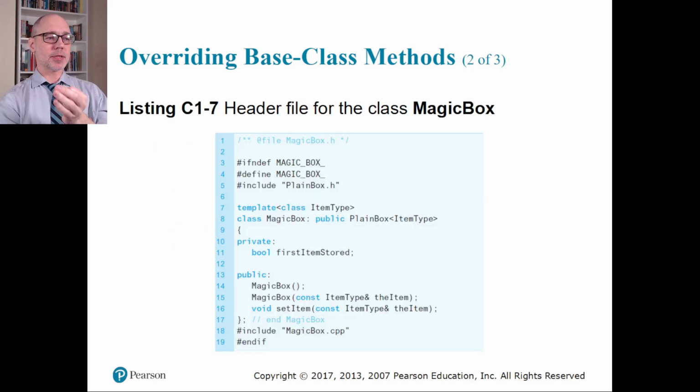So here is our header file for the Magic Box class. And remember, Magic Box kind of looks like a plain box, but it does a trick whereby if you put a second item inside, it turns into the first item that you had inside. So what we're going to do here is define the Magic Box class, again, based on the plain box class, so you know that there's an item data member, there's a get item member function, there's a set item method, there's all that stuff you get.